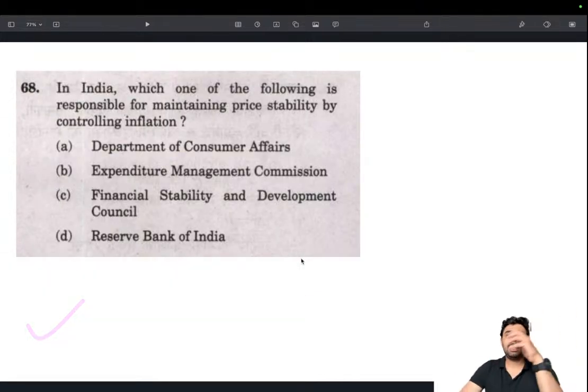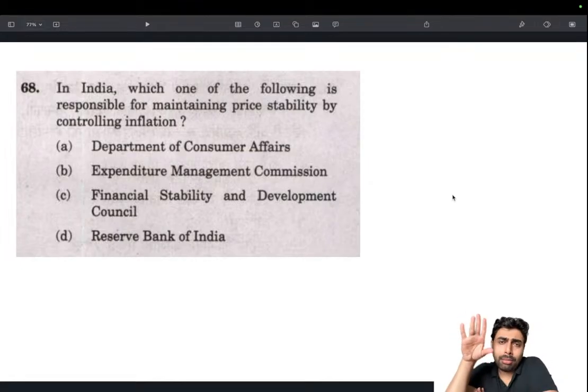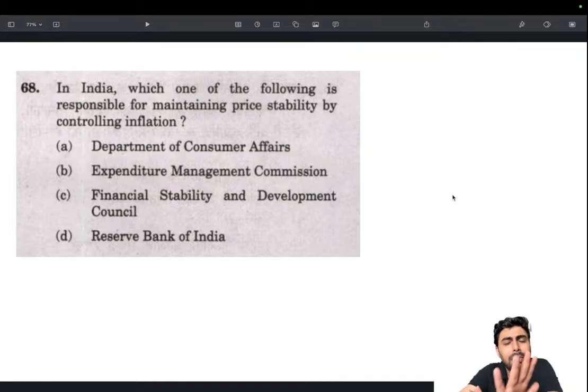Moving on. Next question. In India, which of the following is responsible for maintaining price stability by controlling inflation? Those who have had a basic economic understanding will right away know the answer. There will be no doubt about it. But the issue is that this is one question where you overthink. That maintaining price stability by controlling inflation.